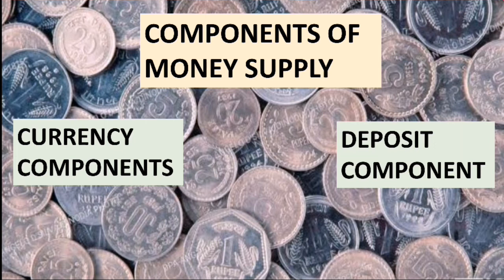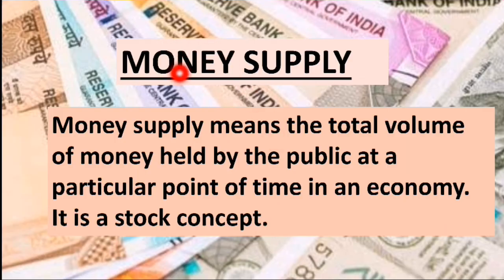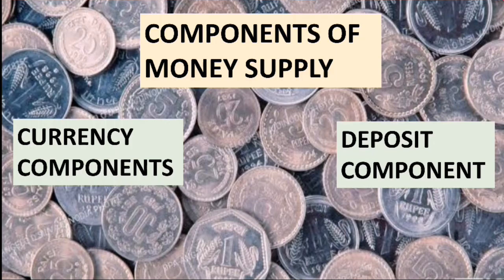Okay, so if a question comes which asks you about money supply and its components, then simply first you have to define money supply, that is the total amount of money in circulation in an economy at a particular point of time, and it has got two components, currency component and deposit component. The currency component will include all the paper notes and coins that are there in an economy at a particular point of time, and the deposit component will include all the net demand deposits against which checks are issued that are held by the commercial bank.